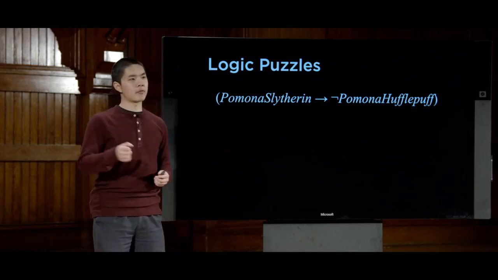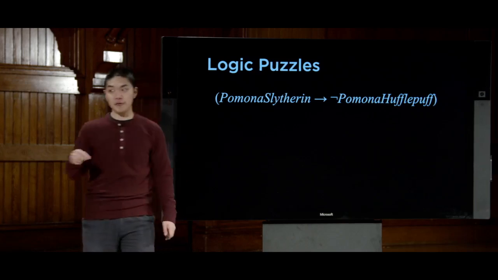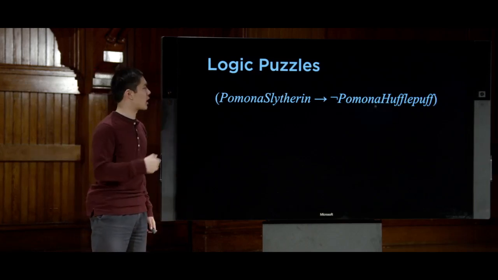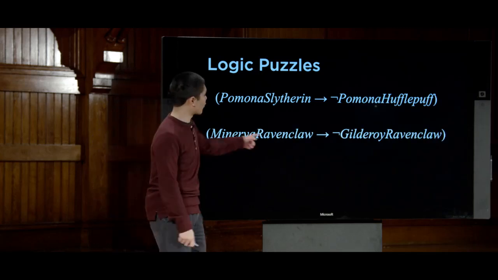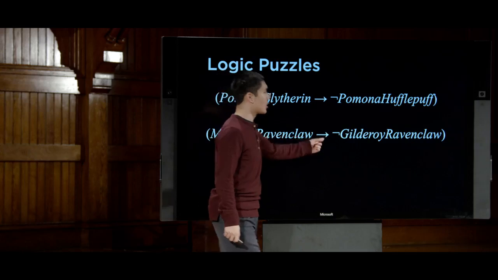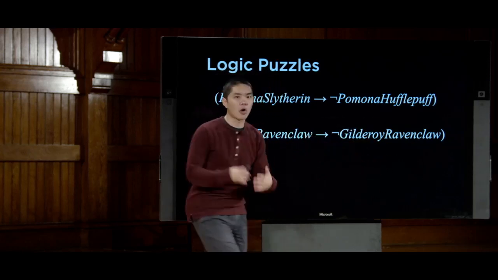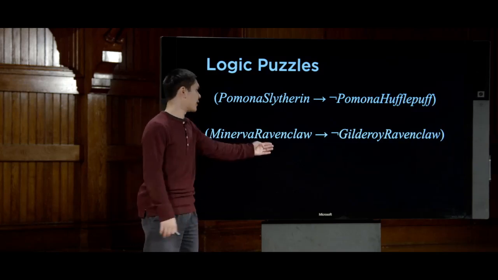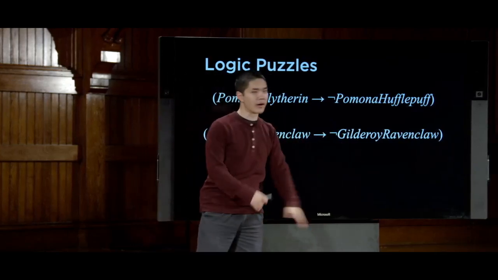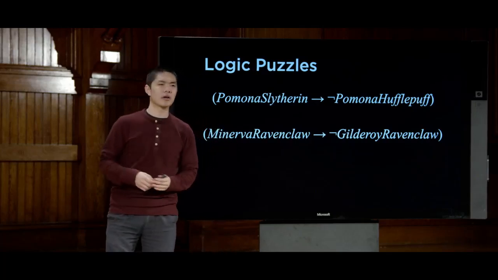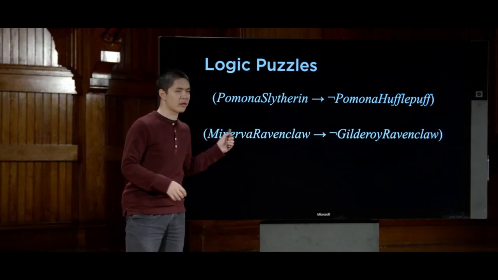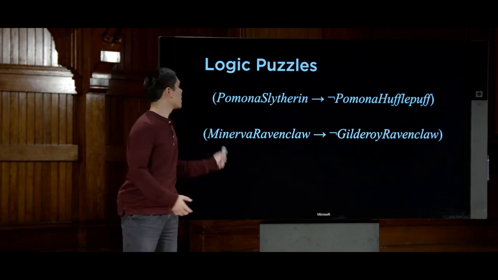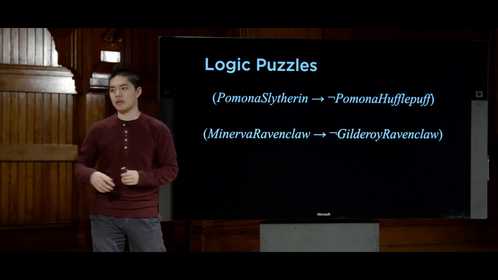We were also given the information that each person is in a different house. So I also have pieces of knowledge that look something like this. Minerva Ravenclaw implies not Gilderoy Ravenclaw. If they're all in different houses, then if Minerva is in Ravenclaw, then we know that Gilderoy is not in Ravenclaw as well. And I have a whole bunch of similar sentences like this that are expressing that idea for other people and other houses as well.